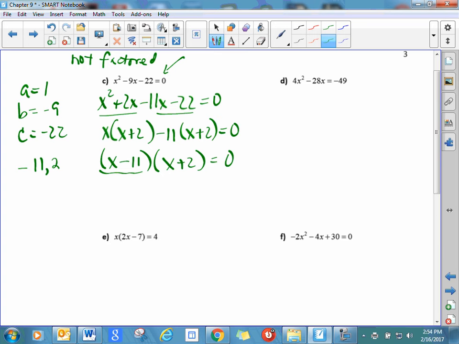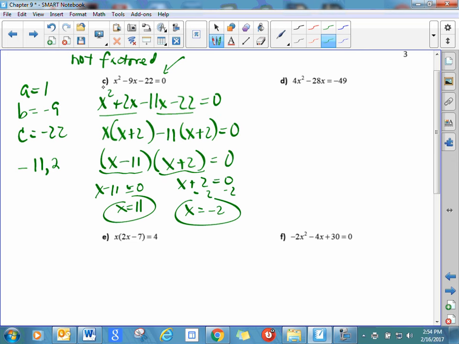We're going to take each factor individually, set it equal to 0, add 11, and I get x equal to 11, subtract 2, and I get x equals minus 2. So these are the two answers that will make our quadratic equation true if you plug in either one of those for x. It's quadratic because it's got an exponent of 2 as our highest exponent, and we have successfully solved this quadratic equation. So we'll stop this video here and continue on in the next one.